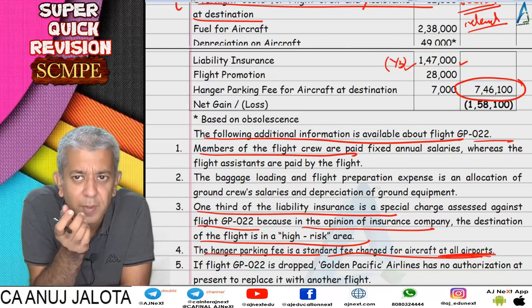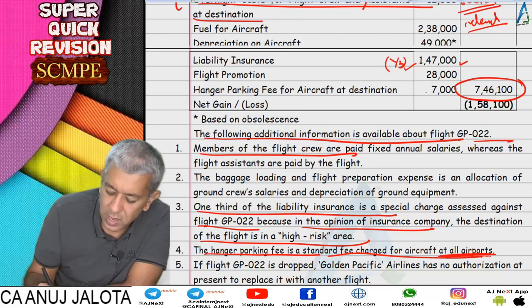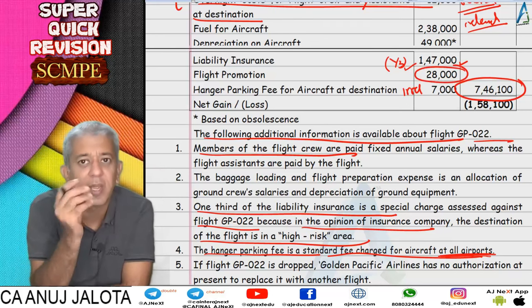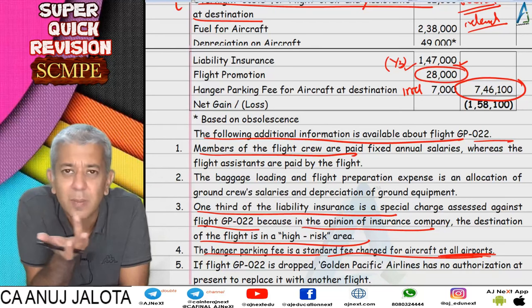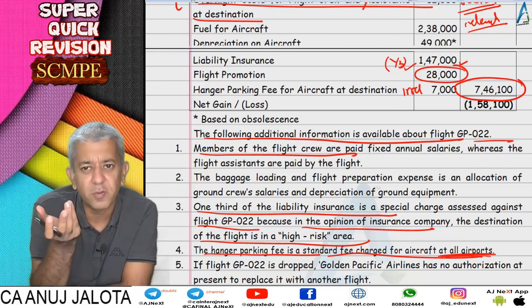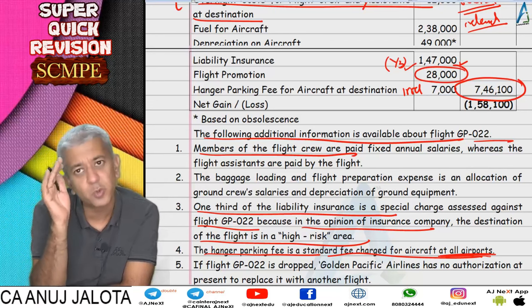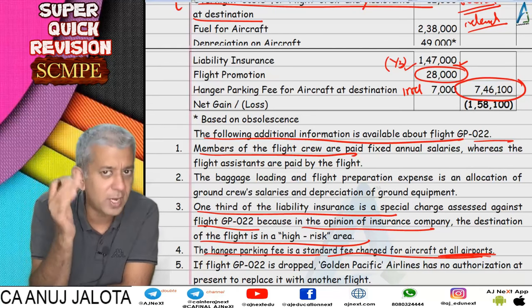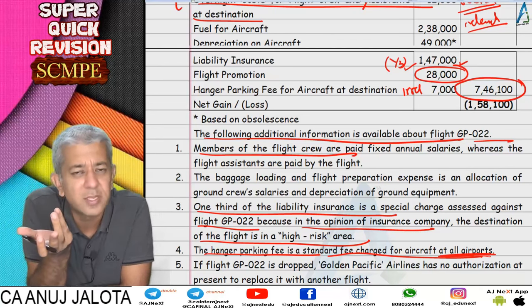So therefore, this hangar parking fees was a useless fee. So this particular thing is irrelevant. But this 28,000 flight promotion must be for the flight only. Some advertisement we do, especially for promoting this kind of flight. So therefore, it was supposed to be a relevant cost. Once you do that, you find out if there is still profit from sales, you subtract all the relevant costs. That time you do it, else you do not do it.